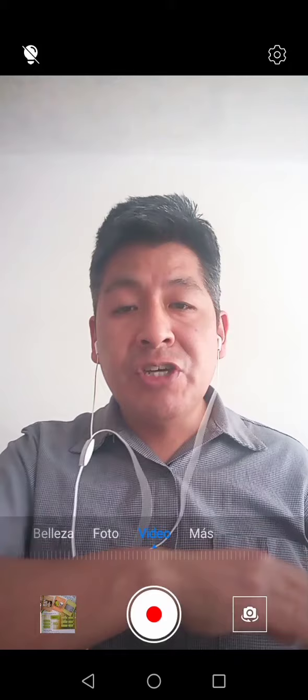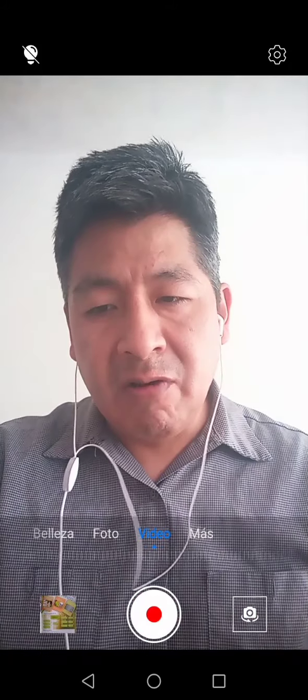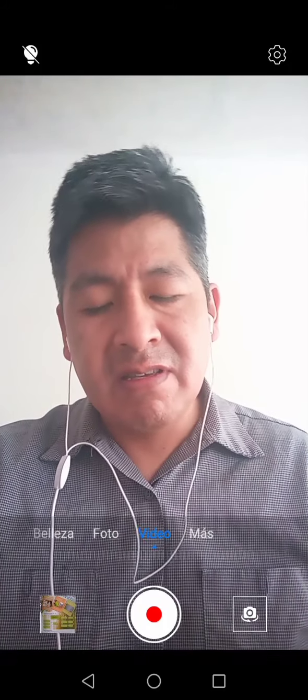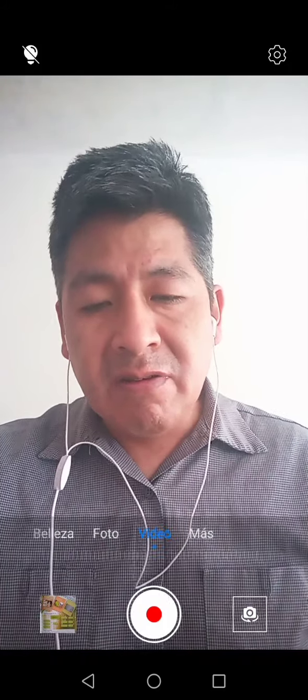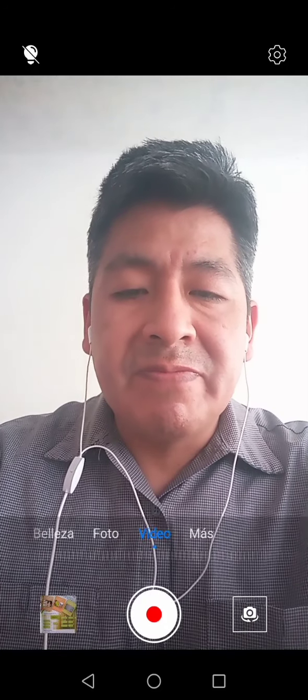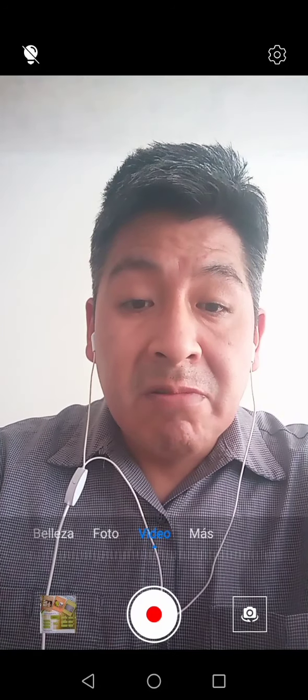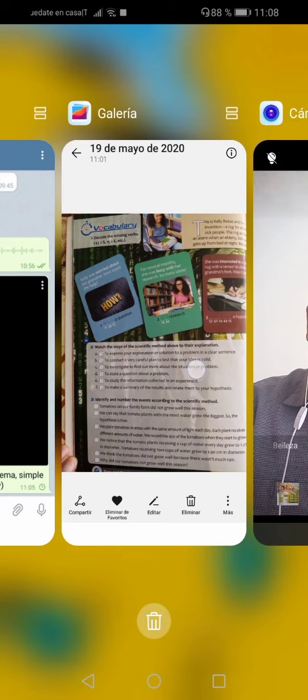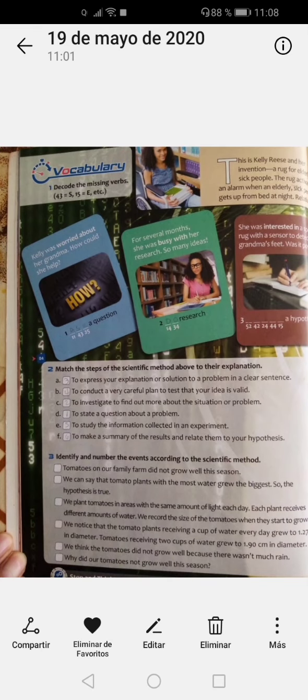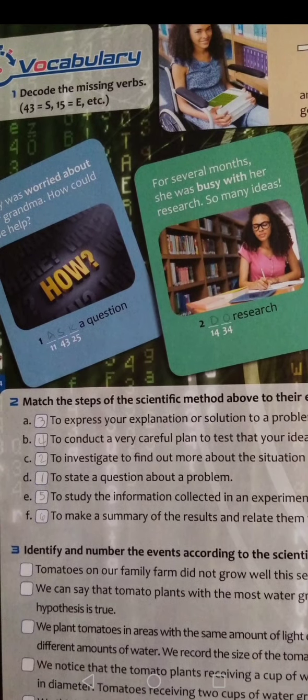So, talking about this page. I will show you this page on screen and you will see what is going to be the process of this activity. Okay, so please, with this vocabulary we are starting unit 6. Okay, so let's continue. Let's start with this. This is vocabulary.